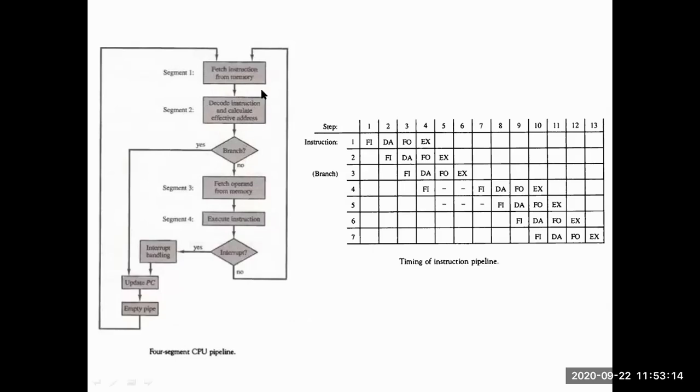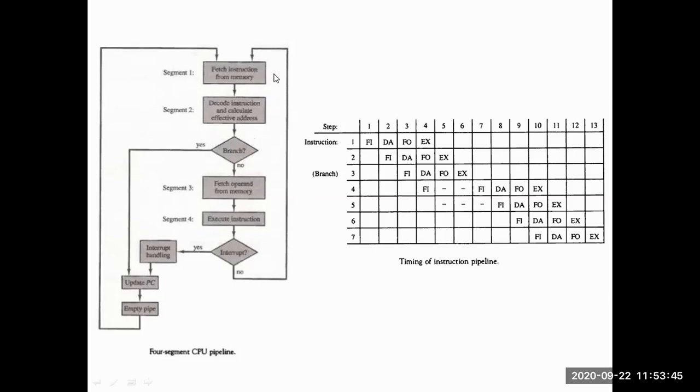So here we can see we are not doing addition or subtraction. We are not directly doing an arithmetic operation. We are just executing an instruction. So we made four segments. The first segment is fetching the instruction from memory. The second segment is decode the instruction and calculate the effective address. The third segment is fetch operand from memory, and the fourth segment is execute instruction.